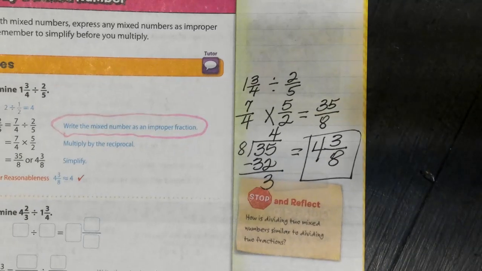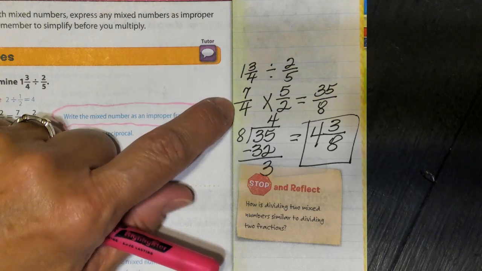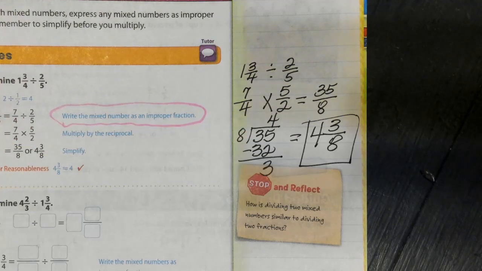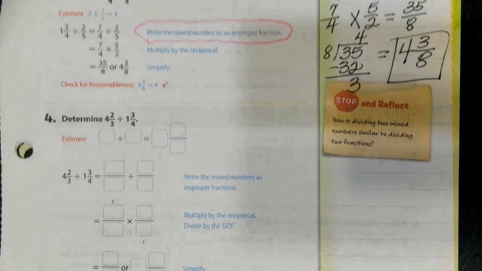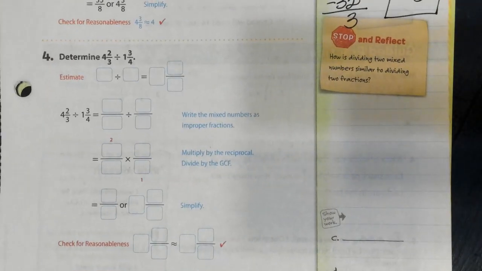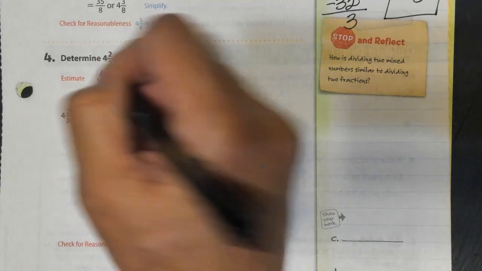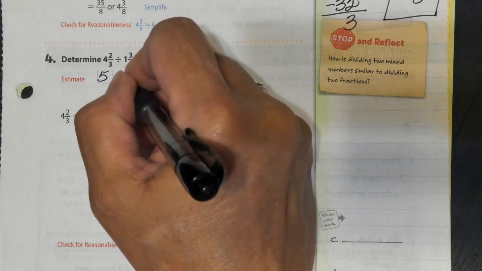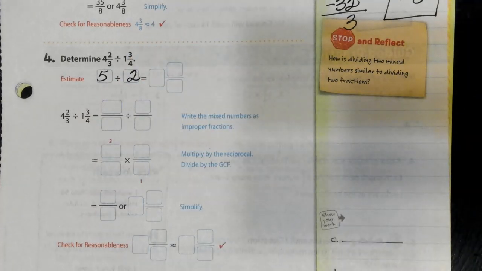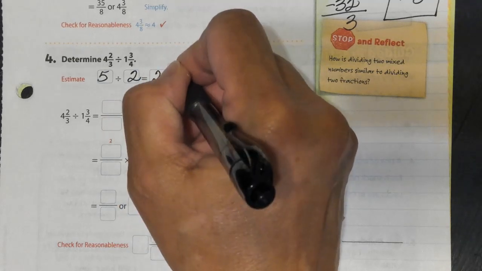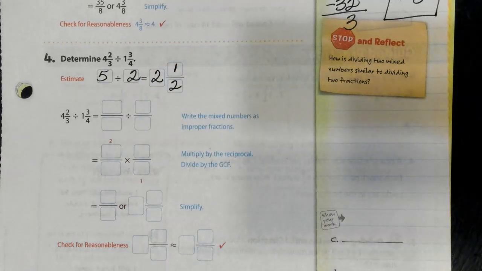Okay? Now look at what we did. We changed it to an improper fraction and multiplied by the reciprocal. Same thing we've been doing. Look at number 4. We have 4 2/3 divided by 1 3/4. The first thing they want you to do is find an estimate, and you're going to find that estimate by rounding. 4 2/3 would round to 5. 1 3/4 would round to 2. If you took 5 and divided it by 2, you would have 2 1/2. So let's check and see if our answer is going to be reasonable.